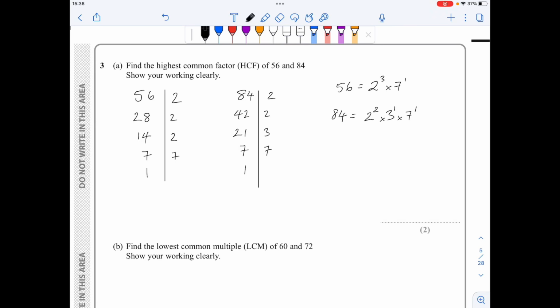And then to get the highest common factor, I will write down all the prime numbers that are common to their lowest powers and then multiply these together. So 2 to the power of 2 times 7 to the power of 1 will give me 28. Both these forms are accepted.